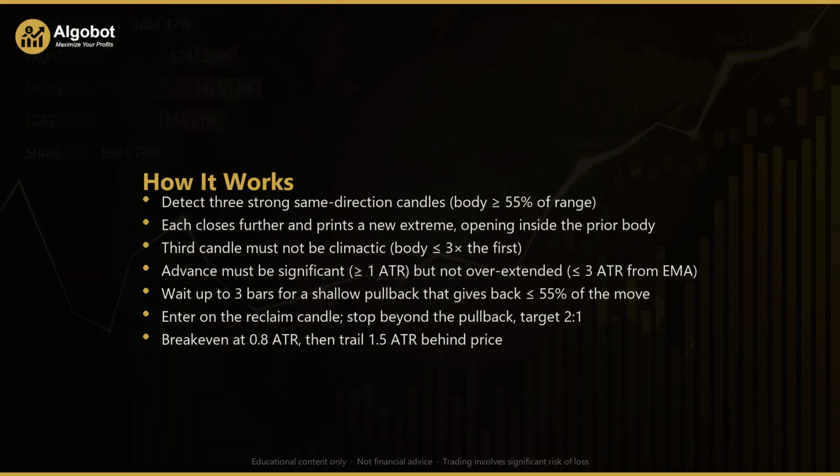Now risk management. The stop loss is placed structurally just beyond the shallow pullback extreme with a small buffer. If that implied risk is wider than 1.2 average true ranges, the trade is skipped as too loose. The take profit is set at a reward-to-risk multiple of that stop, 2 to 1 by default. And once price advances 0.8 average true ranges in favor, the stop ratchets to break even and then trails 1.5 average true ranges behind price, managed on every tick. Only one position runs at a time.